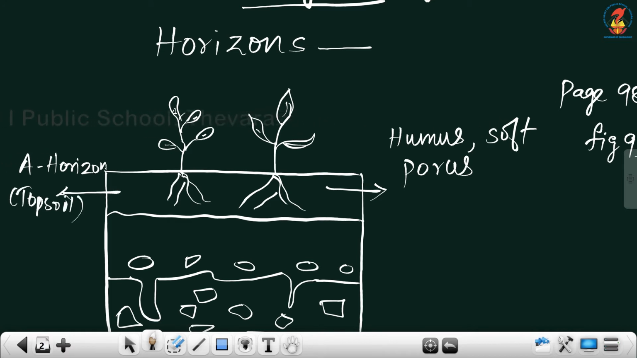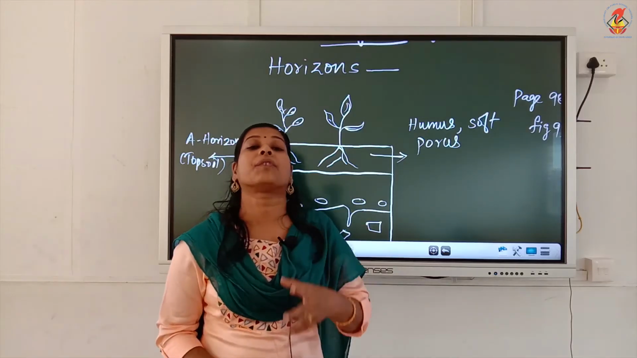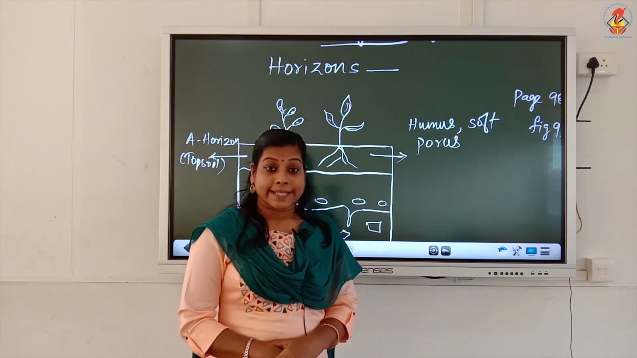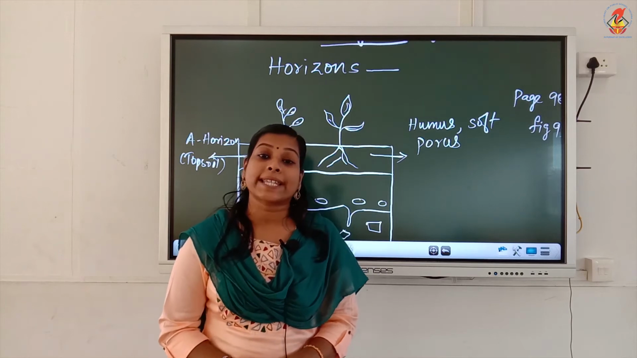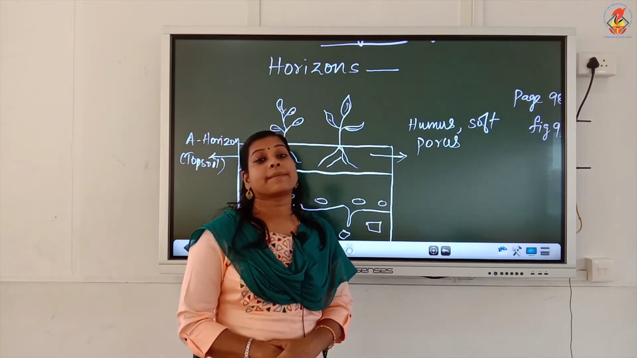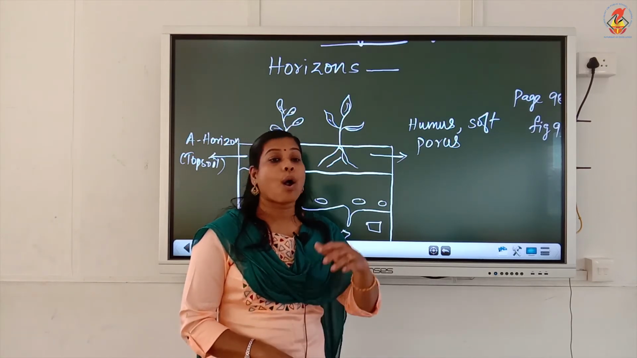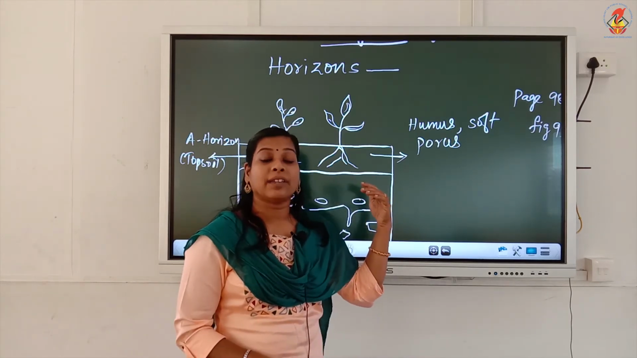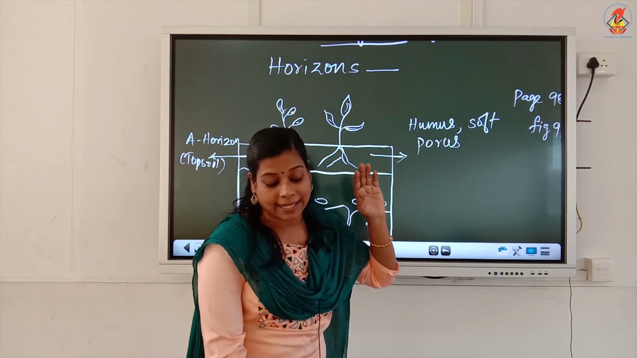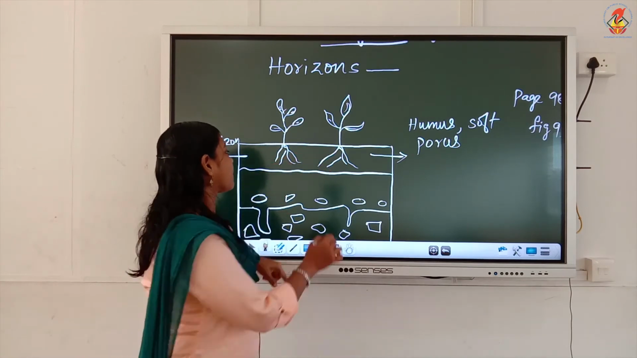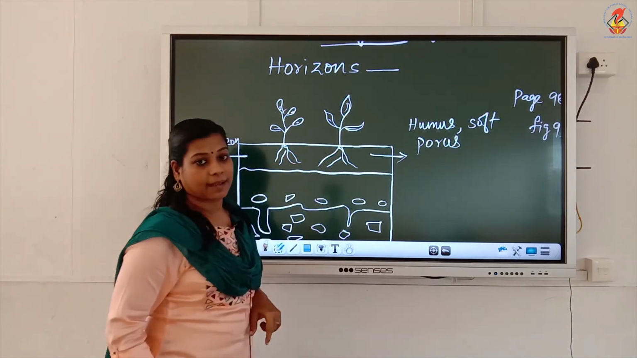This is known as the A horizon or topsoil. This layer provides a shelter for various organisms such as rodents, moles, and beetles. All these live in this particular area, the topsoil, and the roots of small plants are also embedded in this area.